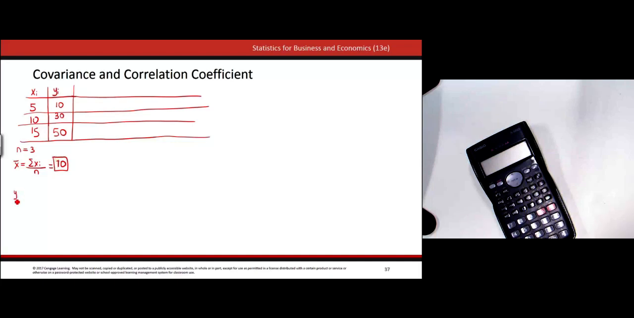We have two variables x and y. So the sample size is not 10, it is 3 because these are the paired values. The sum of yi over n, which is the average of these values, is 30.